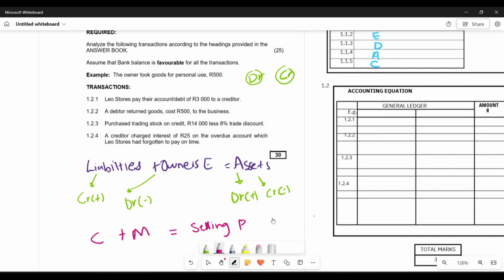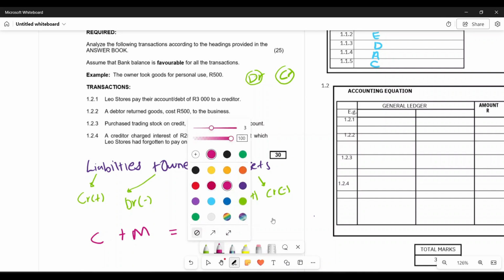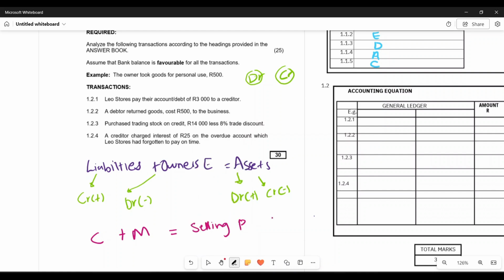Now, let's try and analyze this in terms of percentages. Your cost price would always be 100%. Your markup would be given. In this case, it's 50%, meaning that your selling price will be 150. Right? Now, this formula is important and you will see why moving forward. So expand your markup formula: cost plus markup is equal to your selling price. Remember, cost is always 100. Markup here we are given as 50, meaning that our selling price is going to be 150.